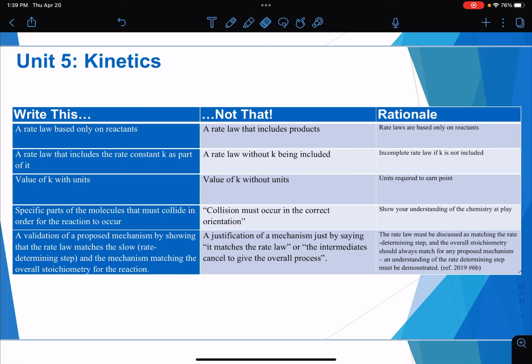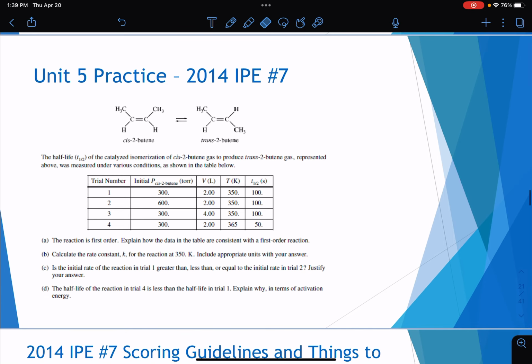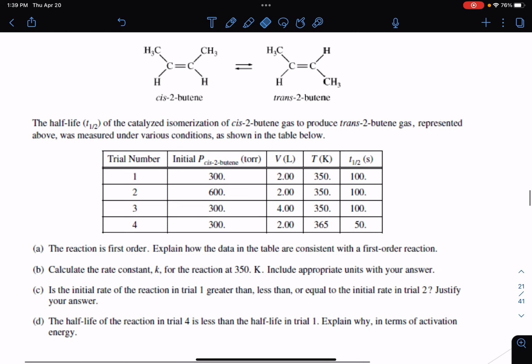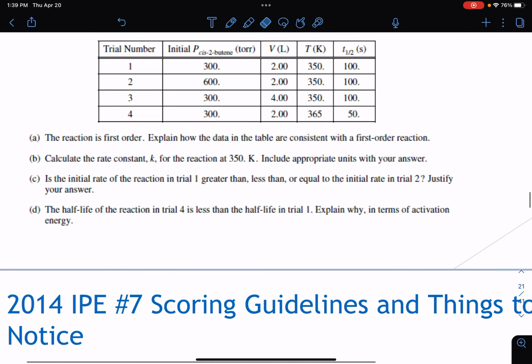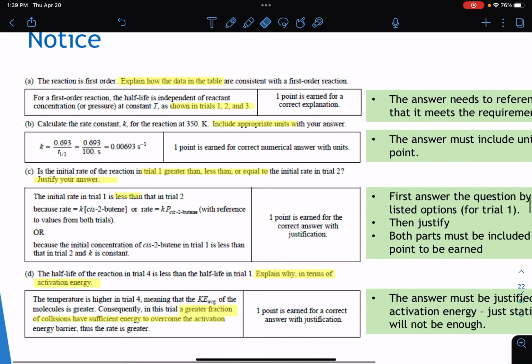Pause to read through these specifics on Unit 5. Here's a practice problem for Unit 5. Pause to work this out. And here's the scoring guideline for Unit 5.